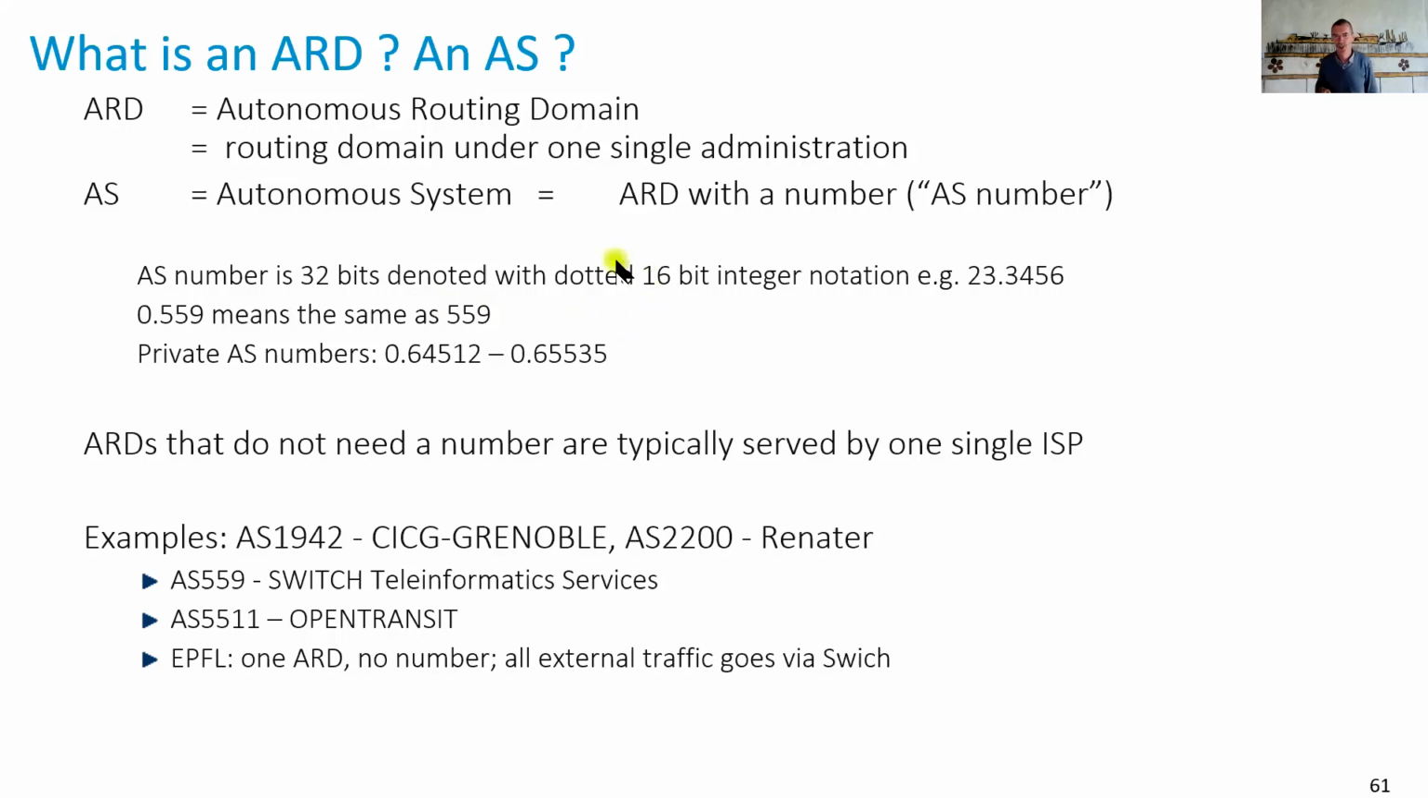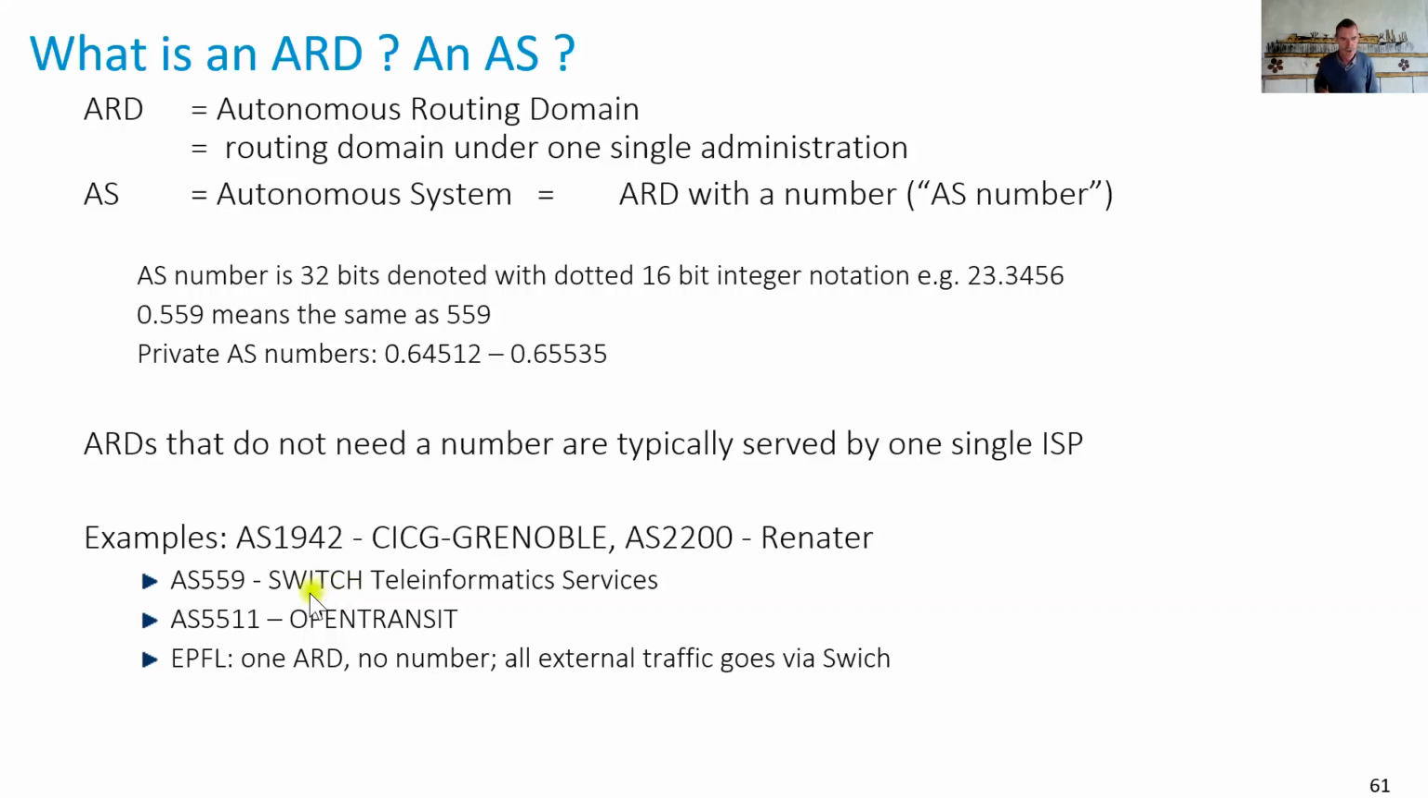This number was originally 16 bits, but it has now been extended to 32 bits. So an AS number is 32-bit, and it's written in dotted decimal notation. It's a strange place where we see again the dotted decimal notation showing up. It's 2 blocks of 16 bits, and every block is denoted as an integer in base 10. There are also private AS numbers. Those are numbers where the first 16-bit word is 0 and the second is above 64,512.